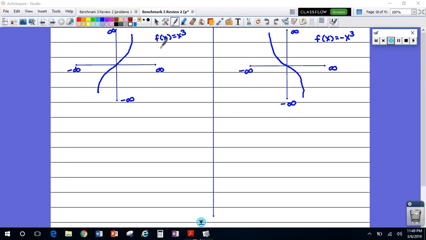Right. Here the curve is f of x equals x cubed. So it is a positive leading coefficient and the exponent is odd. Then the left side comes down, and the right side goes up.